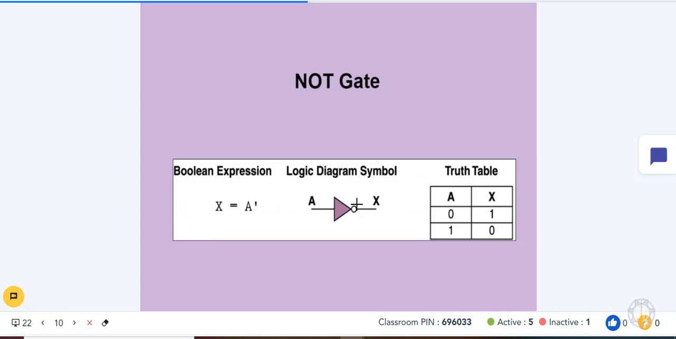A dash means what? You can see this kind of symbol in some of the next Boolean expressions as well. You need to remember it. A dash means the input will be inverted. From the truth table, you can see if the input is 0, the output will be 1. If the input, that is A, is 1, the output will be 0.